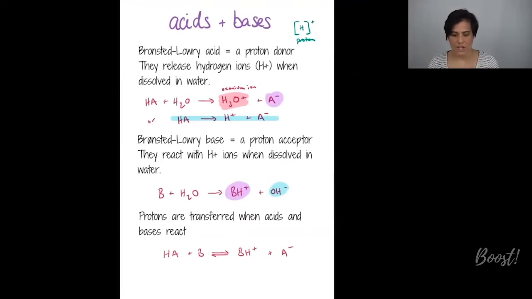So HA plus B becomes BH+ plus A-. The H+ that is released by the HA is then accepted by B to give BH+. So this is the underlying definitions and explanations of what's going on when we have acids and bases in solutions and when they react together. So think about proton transfer when acids and bases react.